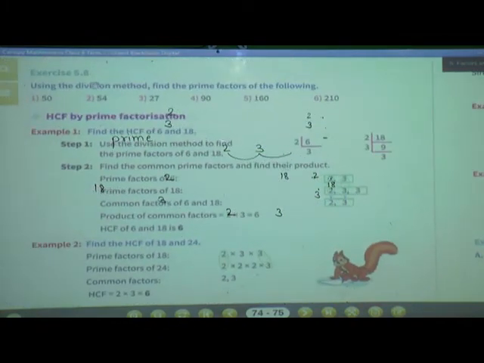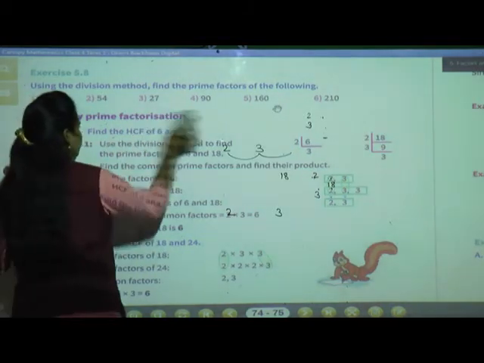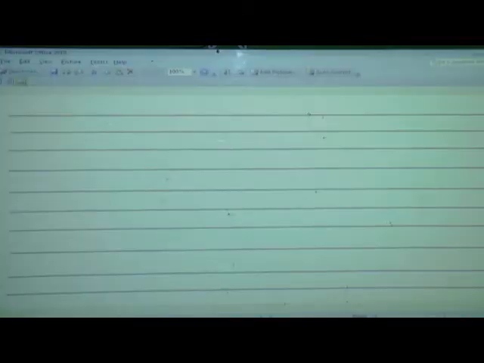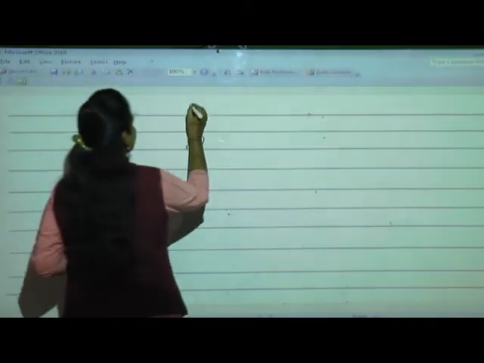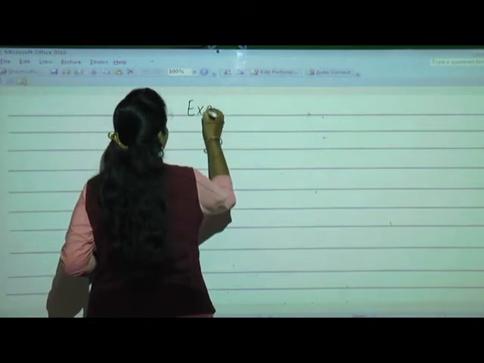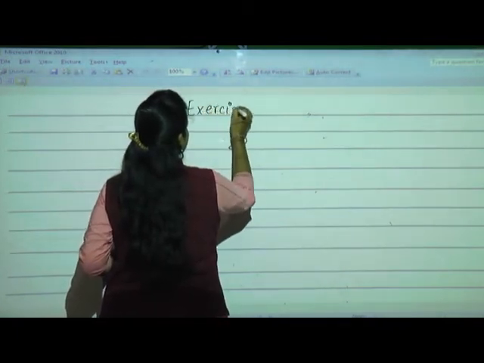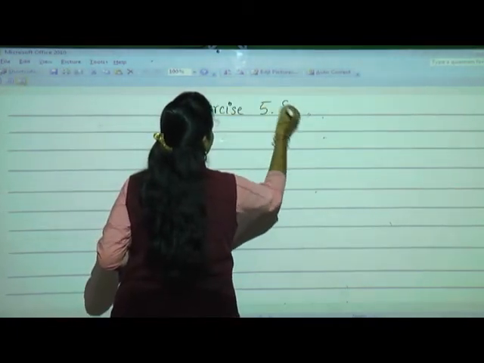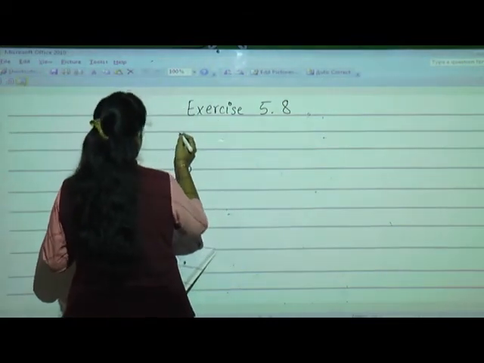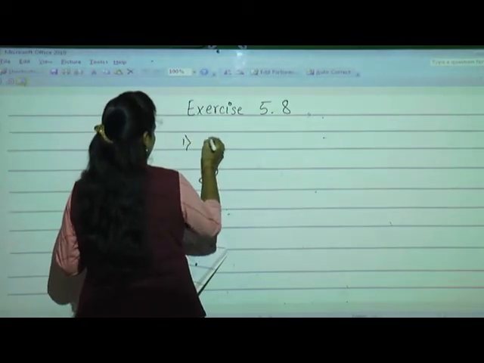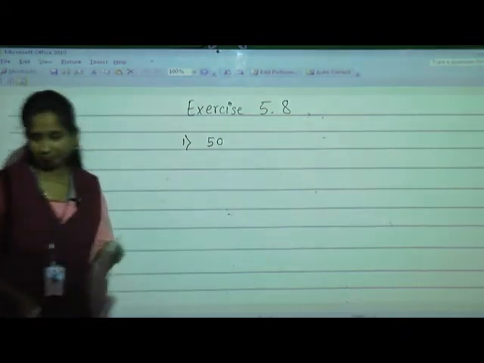See, what is the question? Using the division method, find the prime factors of the following. Just now we have studied, now in the same way. Question, first one I will solve. 50.